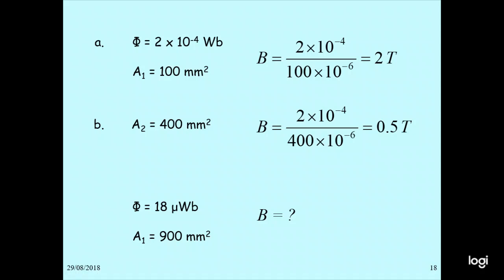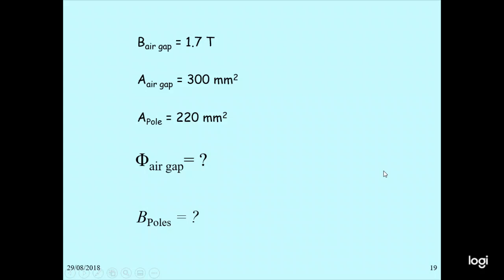A equals 900 millimeter square, and the flux density has to be calculated. In this case, 18 into 10 power minus 6 divided by 900 into 10 power minus 6, you get 20 milliTesla.